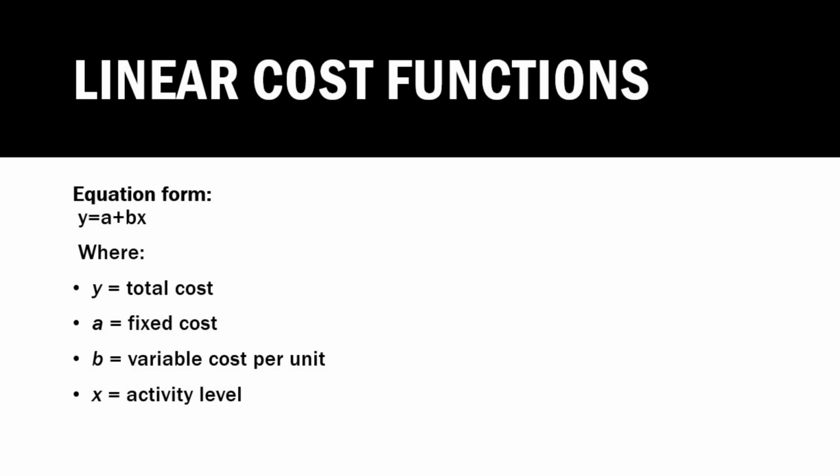The equation is y equals a plus bx. Here's what each part means. Y is total cost. This is the cost we're trying to predict. A is fixed cost. This is the cost that does not change with activity within the relevant range. B is variable cost per unit. This is how much cost increases for each extra unit of activity. X is the level of activity. For example, number of units produced, number of labor hours, machine hours, or rooms occupied. So, total cost equals fixed cost plus variable cost per unit times activity. This is the mathematical version of what you just did with the high-low method.